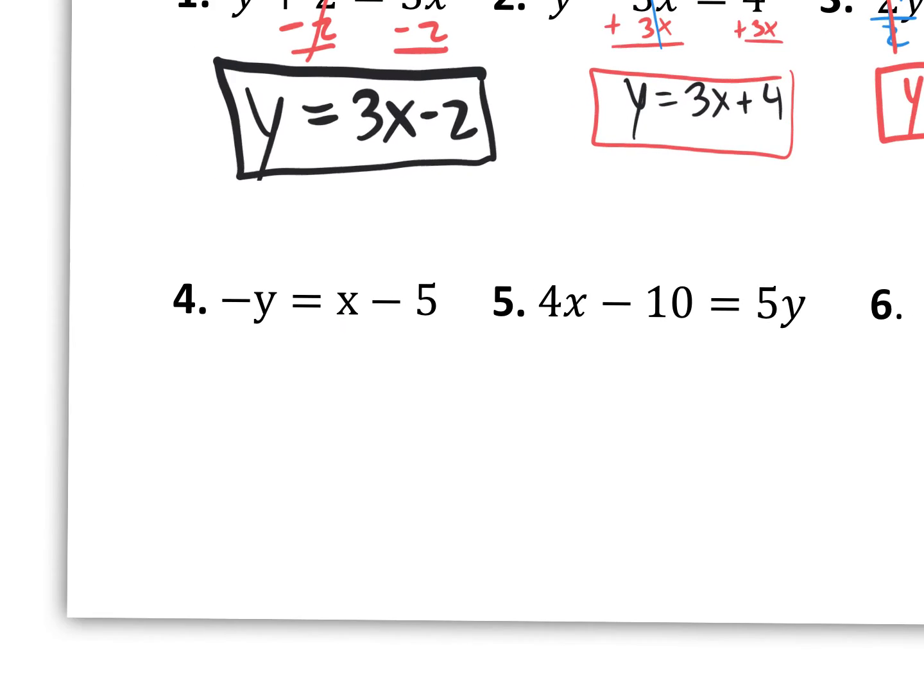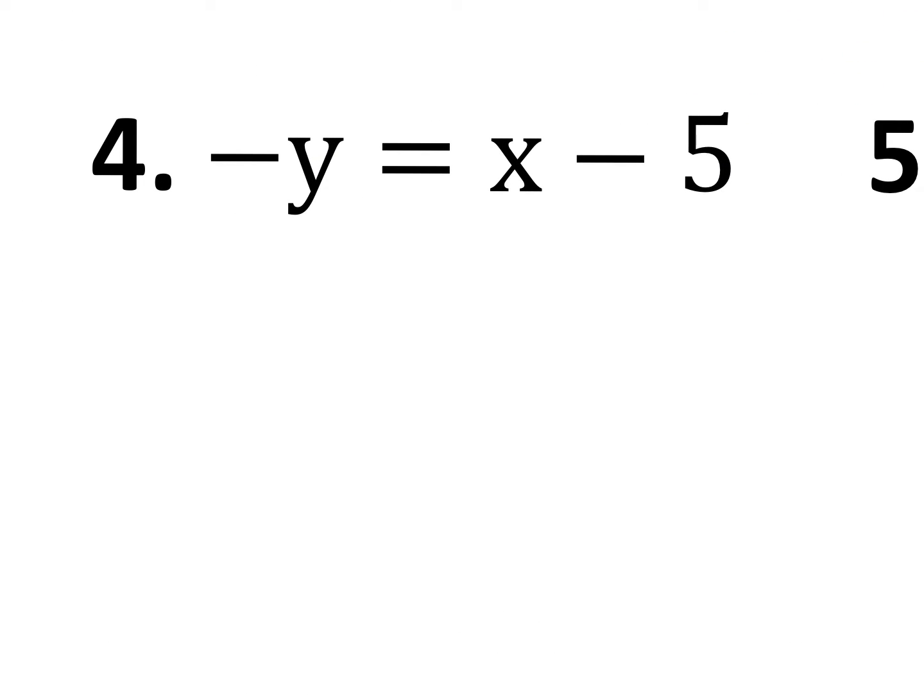Let's move on. Number 4. That one's so easy that you might get confused. Is y by itself almost? No. You have to turn it into a positive. So how could you turn it into a positive? You could either multiply everything by -1, or you could divide everything by -1.